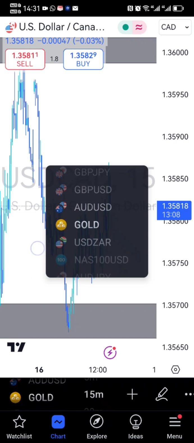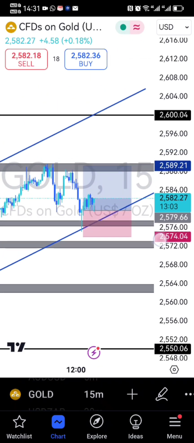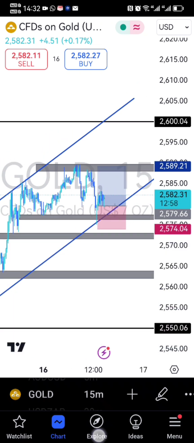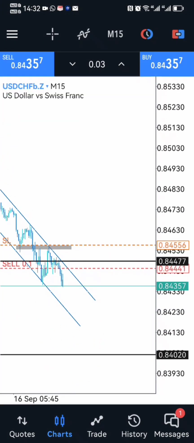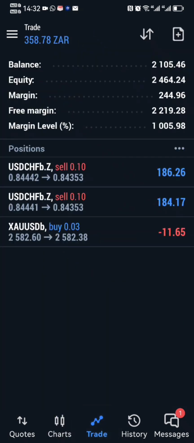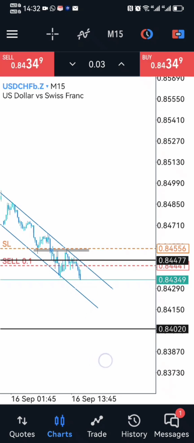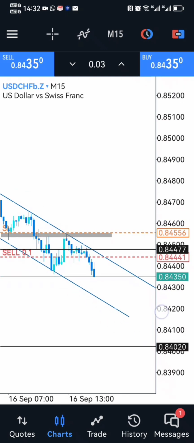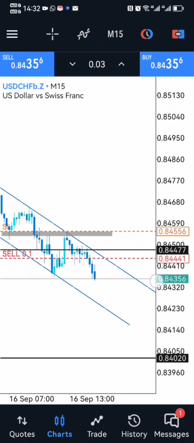However, I just opened a position on gold, which is this one. So the setup, and to give you guys an update on MetaTrader, this is how things are currently moving. USD CHF is currently going down. I'm gonna try to take advantage of this movement and maybe try to maximize my profits here.